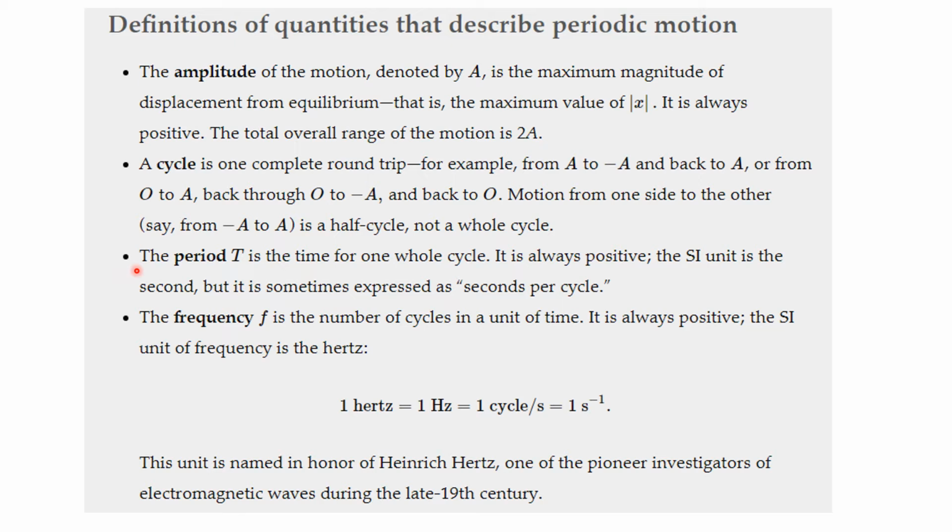The period, T, is the time for one whole cycle. It is always positive. The SI unit is the second, but is sometimes expressed as seconds per cycle. The frequency is the number of cycles in a unit time, and is always positive. The SI unit of frequency is the hertz. 1 hertz, capital Hz, is equal to 1 cycle per second. And since cycle really isn't a unit, it is 1 reciprocal second, s to the minus 1. This unit is named in honor of Heinrich Hertz, a great scientist.